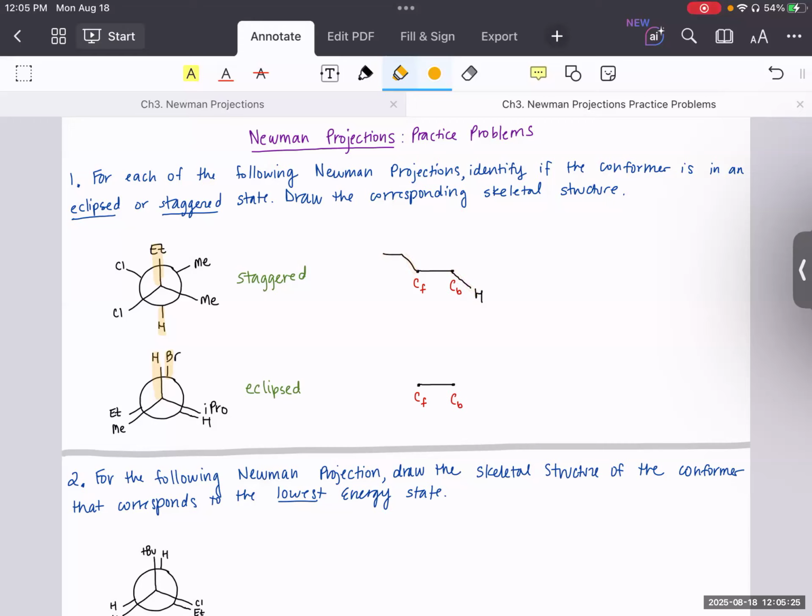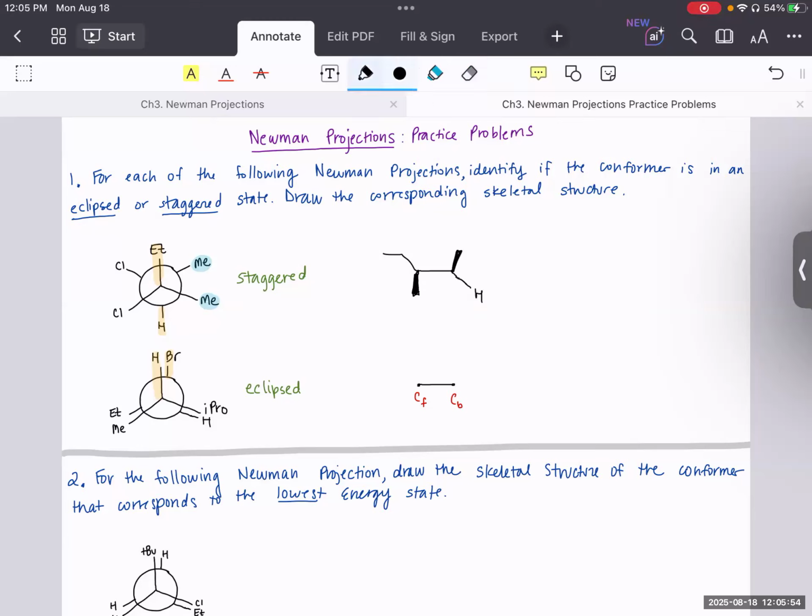All right, from here, we have to fill in the dashed and the wedged groups. The ones on the right side are going to be wedged to show that they're projecting forward. So that methyl group is on that front carbon. And then the other methyl group is in the back. We also want these on the opposite sides of that middle carbon-carbon bond.